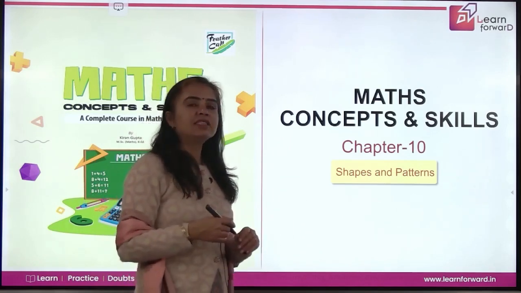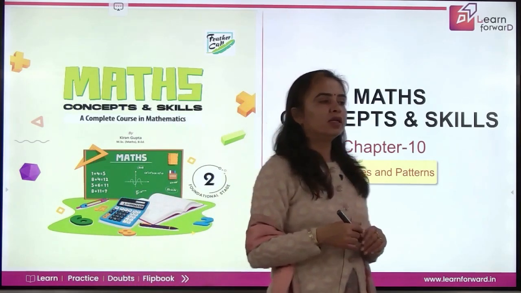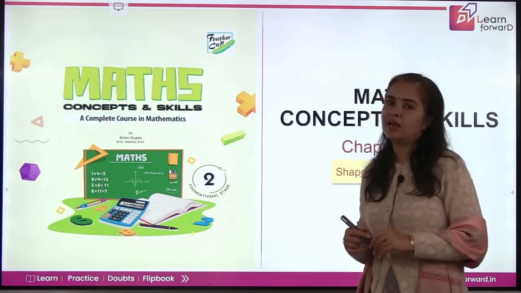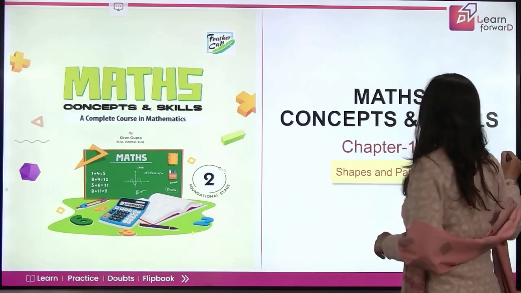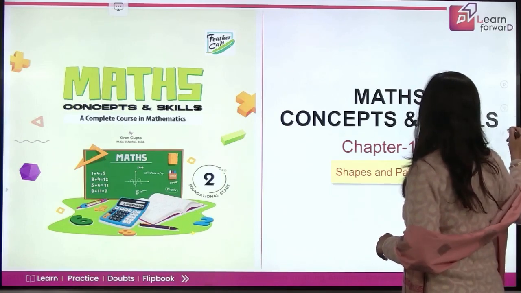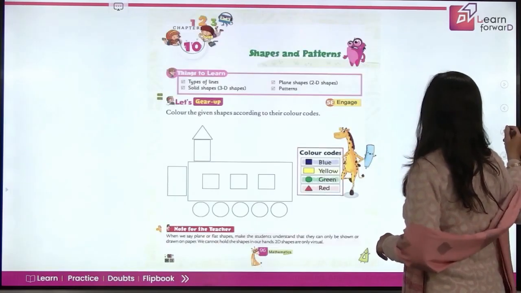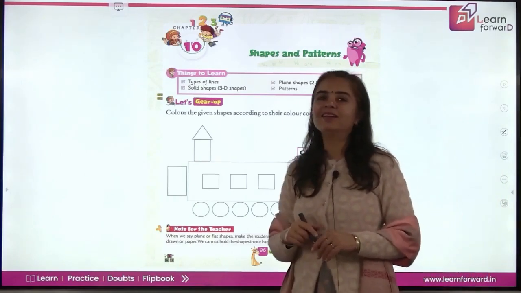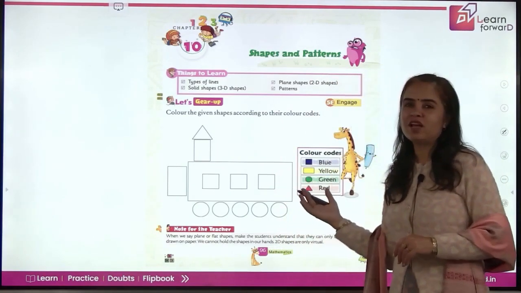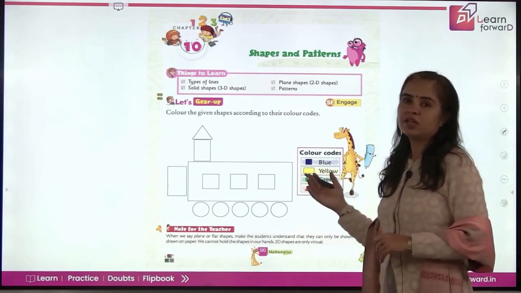We'll be starting chapter 10, in which we'll be learning more about shapes and patterns. You have already learnt about different shapes, isn't it? So, what are the shapes that you know till now? Yes, a square, a rectangle, a triangle, a circle. So, let's see what fun we are going to have here in your gear up exercise.